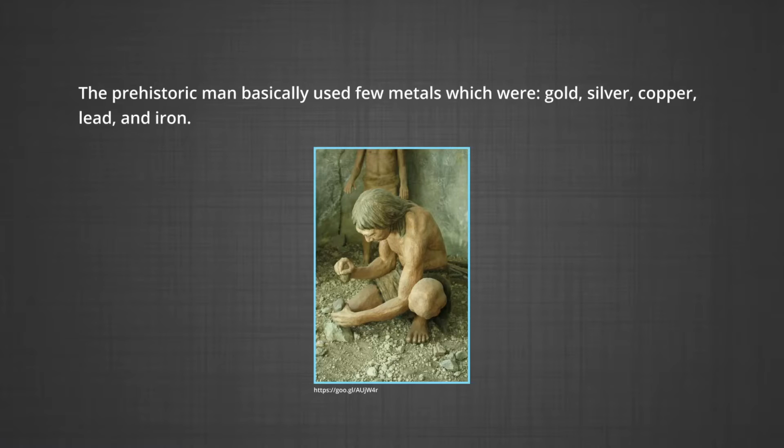Since the discovery of copper, the metallurgical knowledge of the ancient man developed over thousands of years to investigate and understand the nature and use of the available native metal. The prehistoric man basically used metals which were gold, silver, copper, lead and iron. Over the years, the metallurgical knowledge evolved from an art to a science. The advancements in the knowledge of metallurgical processes became synonymous with the development of civilization.